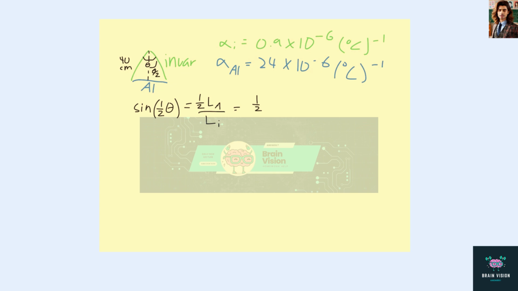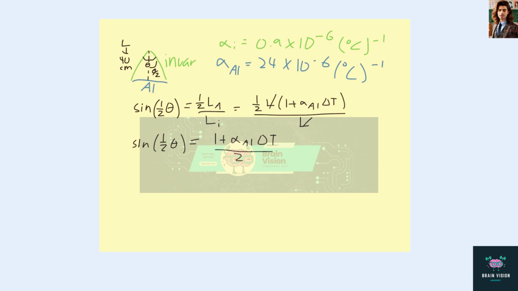which of course says that LF is going to be equal to the initial, which I'm just going to say is L, times 1 plus alpha aluminum delta T. And then this is going to be over L. I'm just saying L equals 40 centimeters. Okay, the L's will cancel out, and we'll get an equation: sine of 1/2 theta is equal to (1 plus alpha aluminum delta T) over 2.